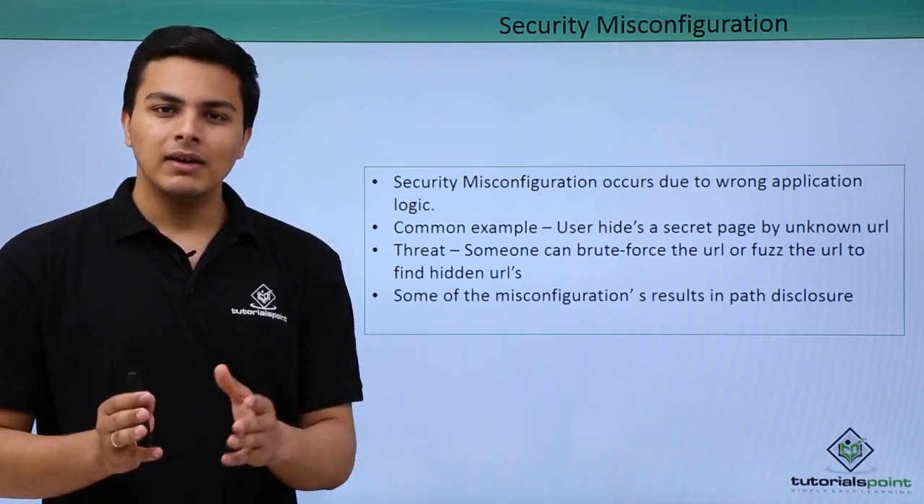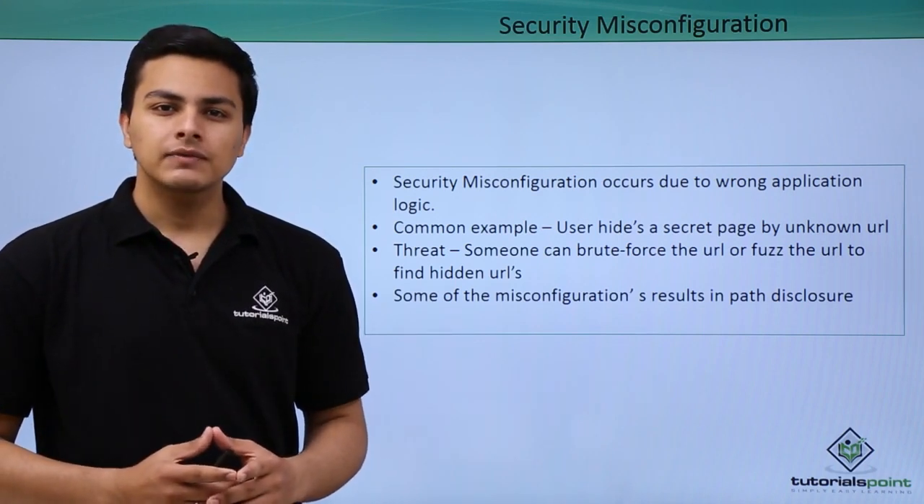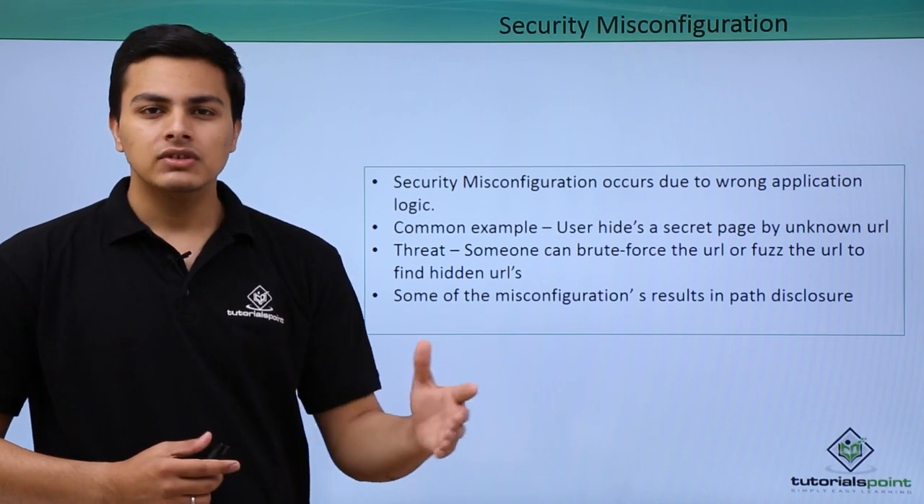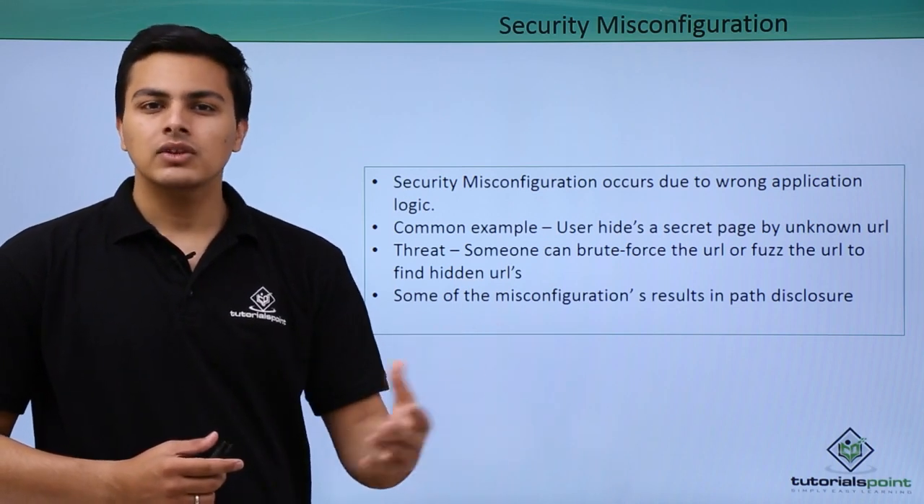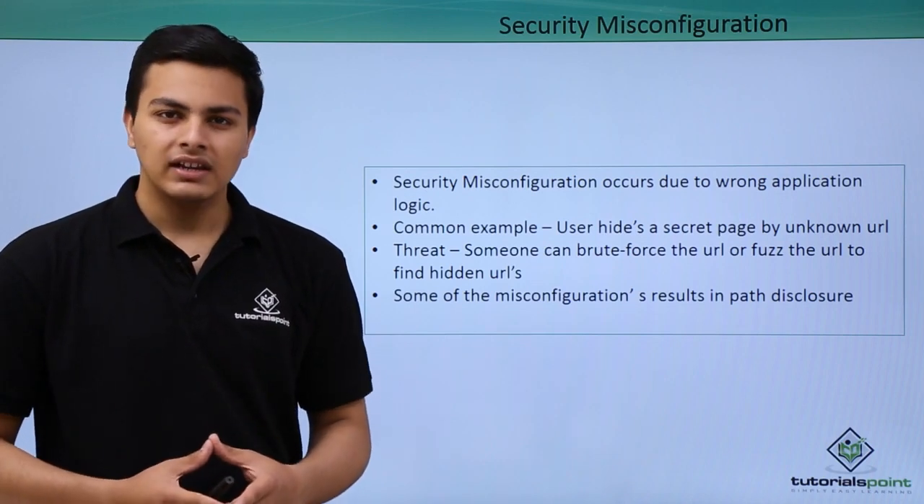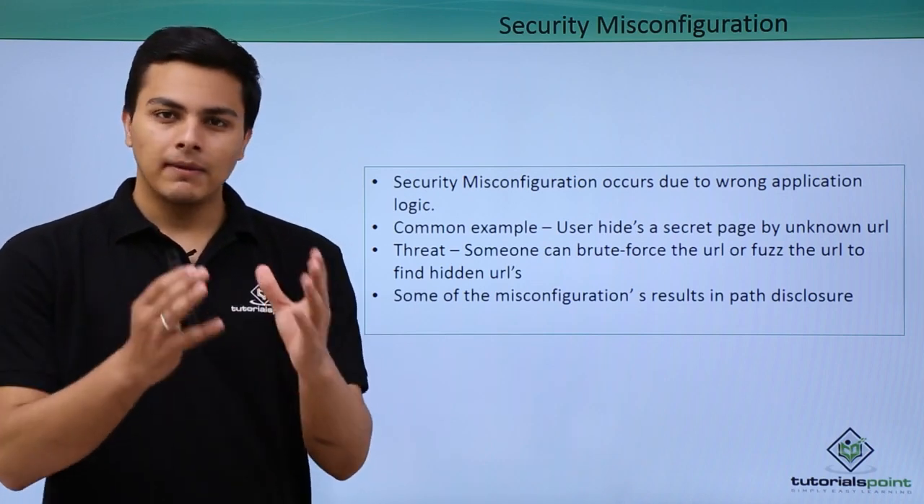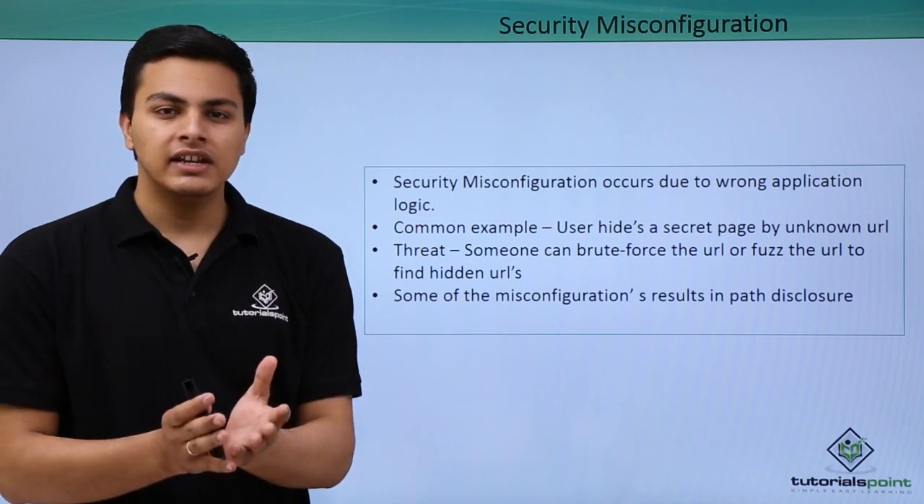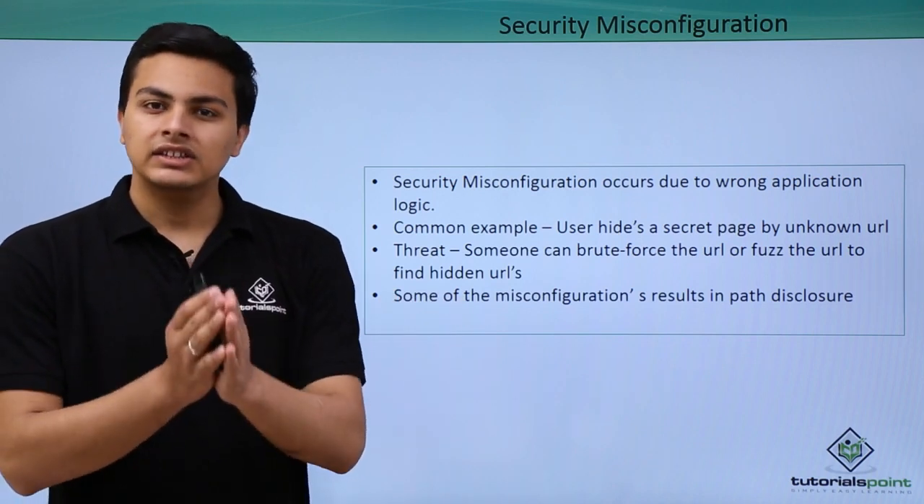For example, a web developer wants to hide some secret pages from the users, so they change the name of that URL so that the users can't figure out the name of that URL. This is how the secret pages remain hidden. But what's the threat here?